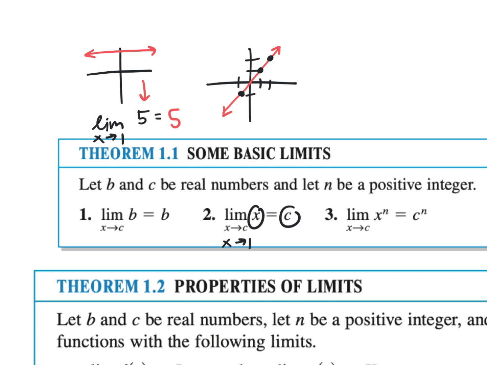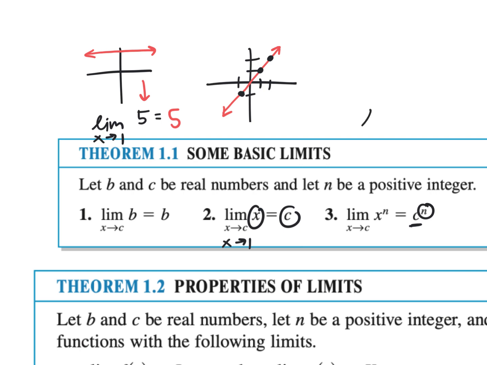And then the last one there is if I have any type of function to a power. If I have x squared, or if I have x to the 3rd power, your limit as x approaches any number is always going to be that number to that same power. So it could be any degree, x to the 5th. If it was approaching 2, it would be 2 to the 5th.